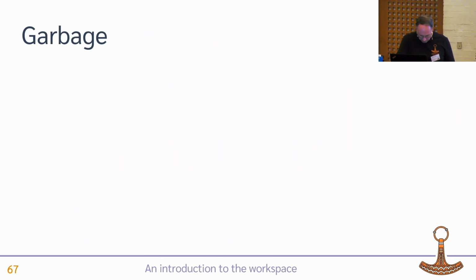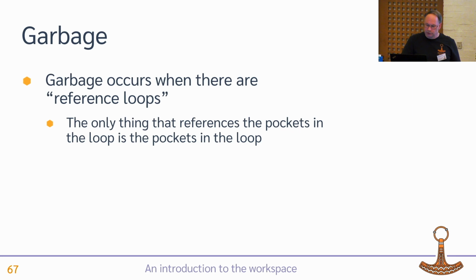And there's one other thing to talk about. I've talked about free pockets. They are not what we call in Dyalog garbage. Garbage occurs when there are reference loops. So you've got a pocket referencing a pocket, and ultimately you come back to the same pocket. You can end up with a situation where the only things referencing those pockets are themselves. There's nothing else referencing them. So they are, in fact, unused, but they've got a reference count of greater than 0, so they're still there in the workspace.